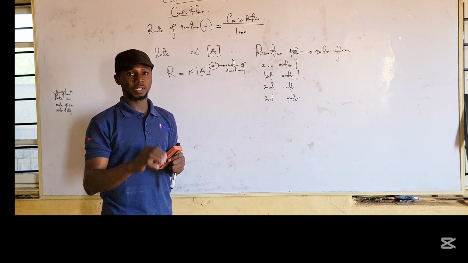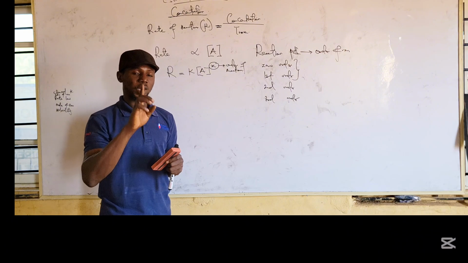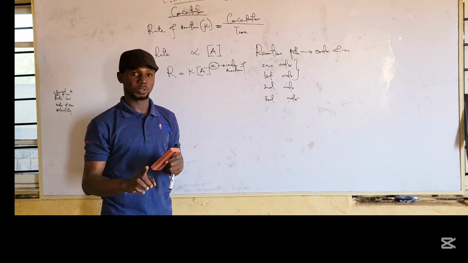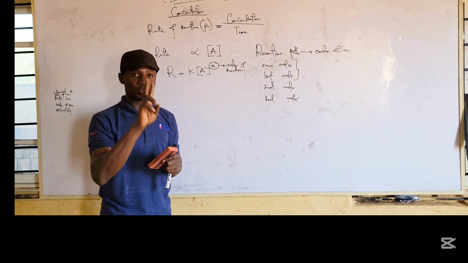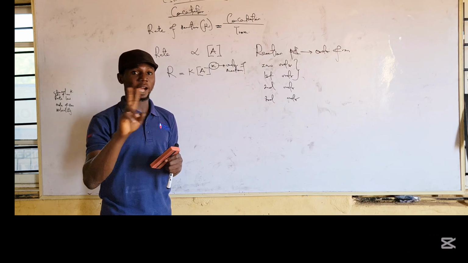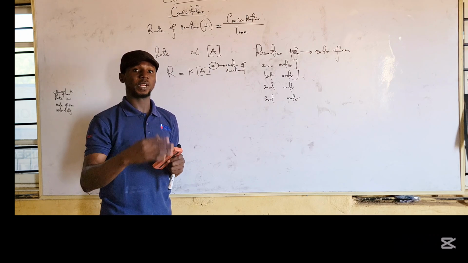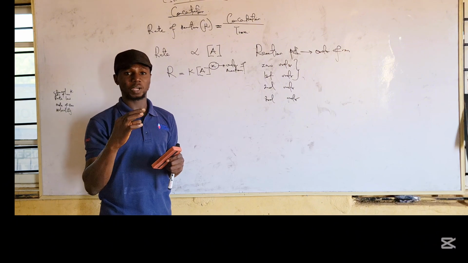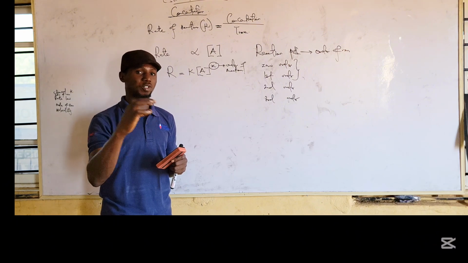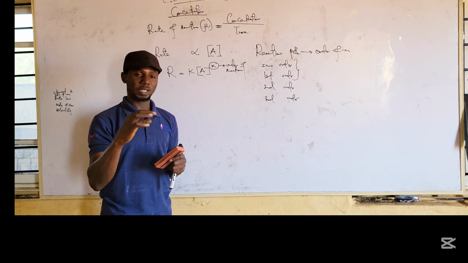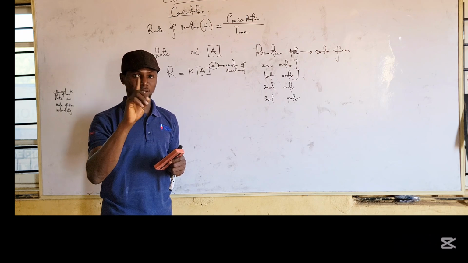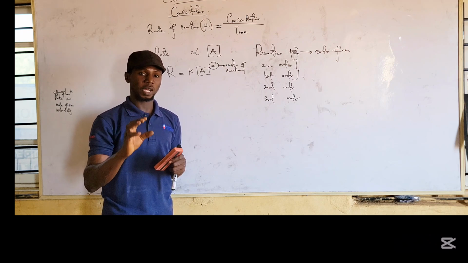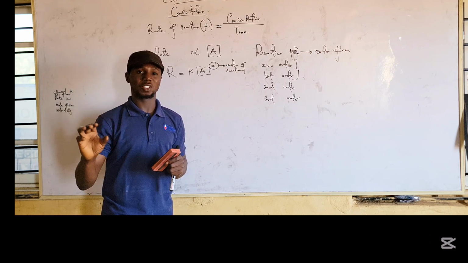If the reaction depends on just one reactant, you can call it a unimolecular reaction. If it depends on two reactants, you can call it bimolecular. If it depends on more than two, you can call it termolecular. So it is only molecularity that we can determine from a balanced stoichiometric reaction, but we cannot determine the order of reaction. Order of reaction can only be determined experimentally.